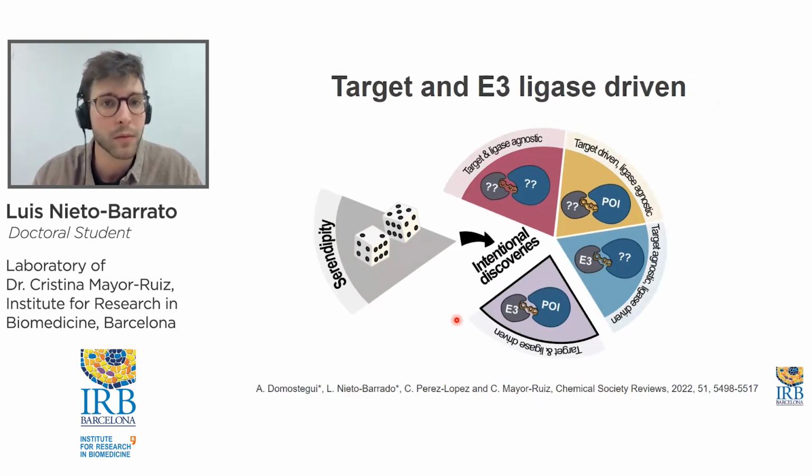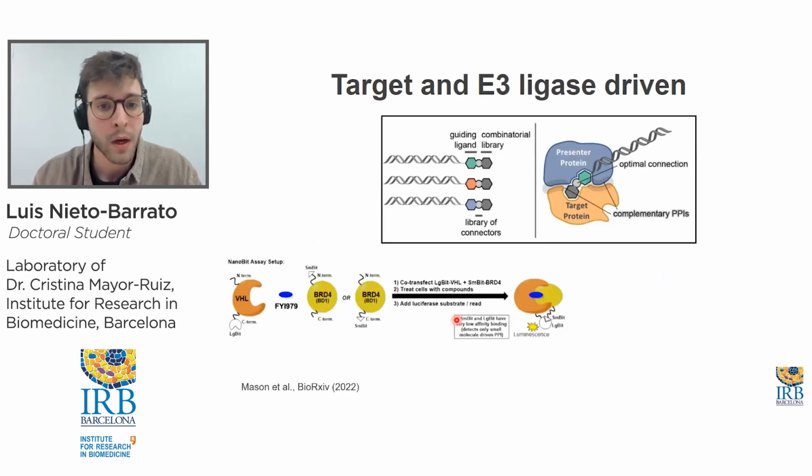For this, I will use the latest publication of Stuart Schreiber, where they aim to find degraders that degrade BRD4 in a VHL-dependent manner. For this, they fuse DNA barcodes to the VHL ligands, and they add a library of connectors, and by combinatorial chemistry they manage to synthesize more than 1 million compounds.